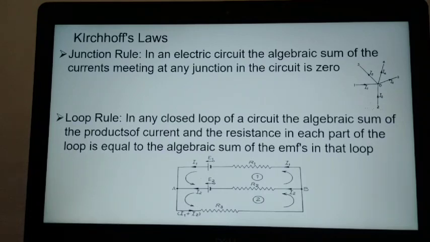So that is Kirchhoff's law. Algebraic sum of all the currents meeting at a point equal to 0, which means all the currents entering into that junction is equal to all the currents leaving that junction. That is Kirchhoff's current law. So that is Kirchhoff's current law, which says algebraic sum of all the currents meeting at a junction is 0. That is, all the currents entering that junction is equal to all the currents leaving that junction.